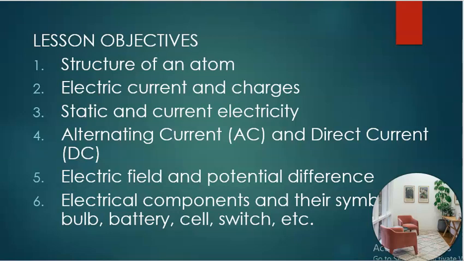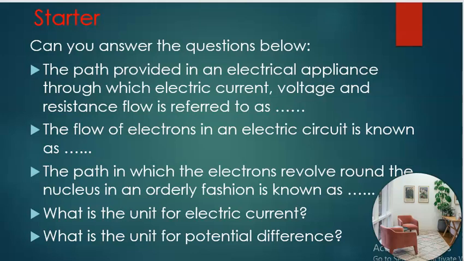Alright, this morning we are adding two more lesson objectives: the difference between electric field and potential difference, and the difference between electrical components and their symbols. Can you answer the questions below? The path provided in an electrical appliance through which electric current, voltage, and resistance flow is referred to as what? The flow of electrons in an electric circuit is known as what? The path in which the electrons revolve around the nucleus in an orderly fashion is known as what? What is the unit for electric current? What is the unit for potential difference? You can pause the video and answer the questions.